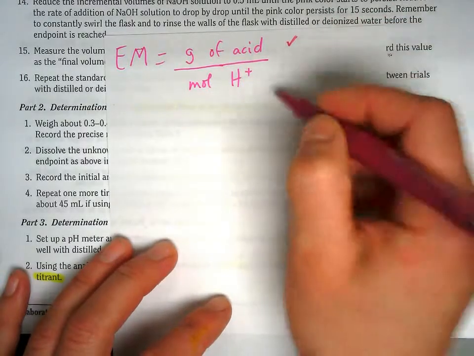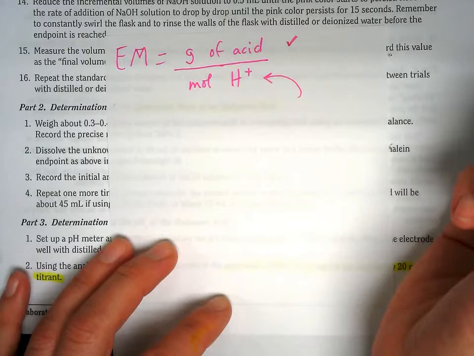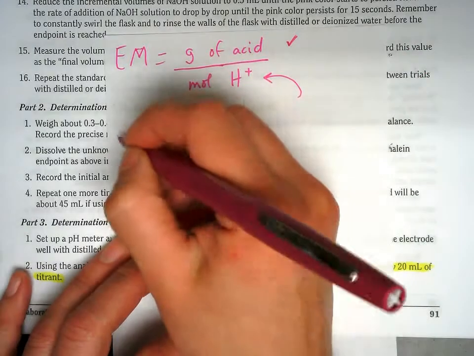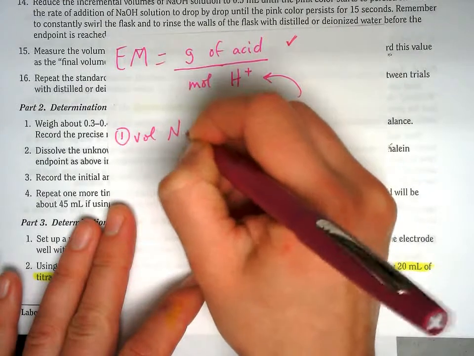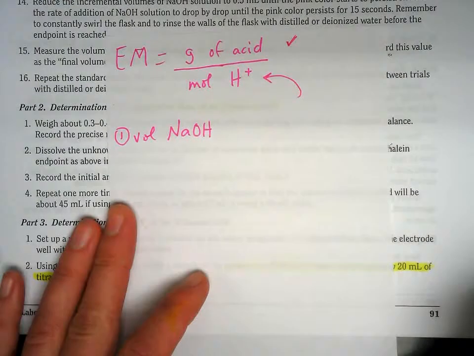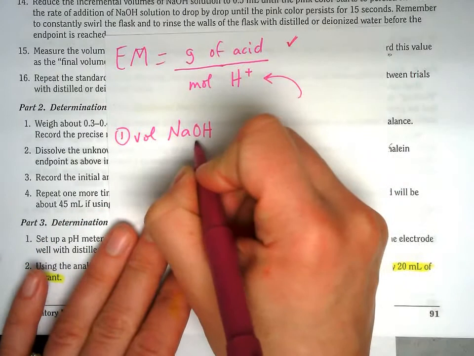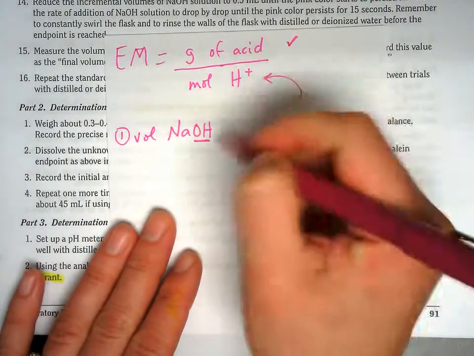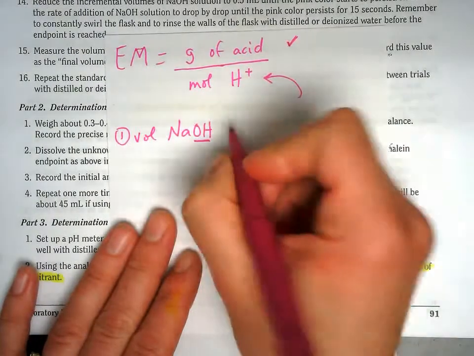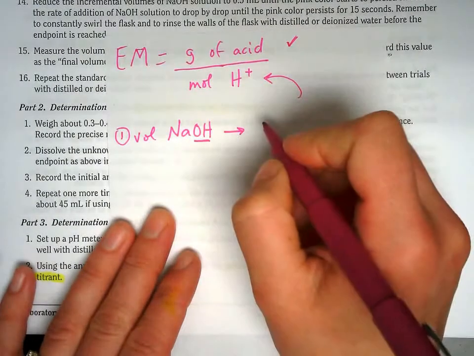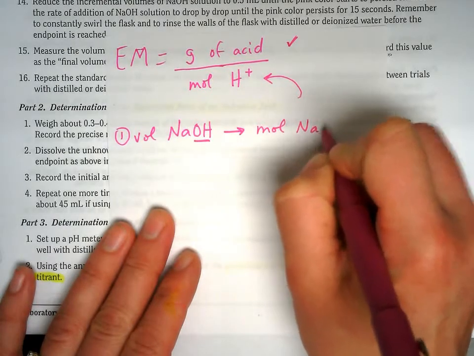Next we need to figure out how do we get to the moles of H+ that we added. So the first thing I know that I have is my volume of NaOH here. So if I have my volume of NaOH, I know that this OH here reacts in a 1-to-1 ratio with my H+, but it's in milliliters. So all I need to do is go from milliliters to moles of NaOH.